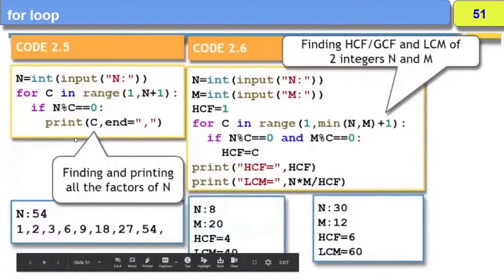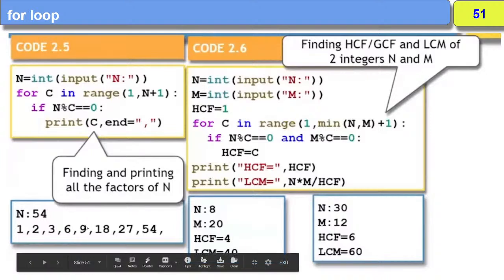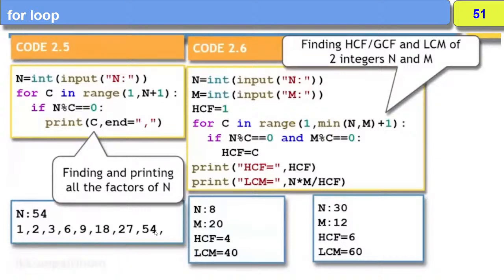So wherever your n, that is 54, gets divided by c, that is the remainder becomes 0, those numbers will be the factors of 54. So what are the factors of 54? 1, 2, 3, 6, 9, 18, 27 and 54. So these are the factors of the integer given by you.